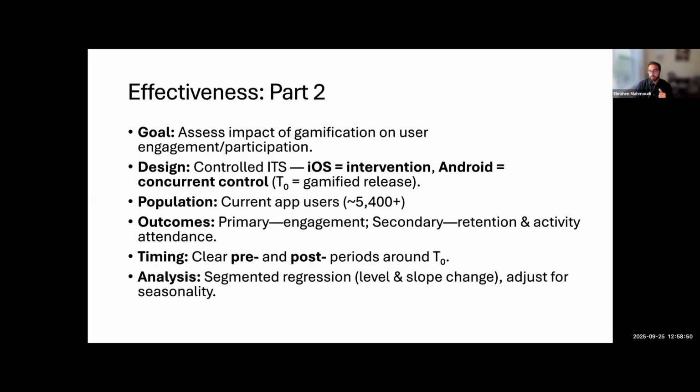After this pilot study, we are going to move to the second part of the implementation, which is assessing the impact of gamification at the population level in the current app users in two groups, the intervention and control group. We're going to look at different outcomes. In terms of primary outcomes, we're going to look at engagement. In terms of the secondary outcomes, we are going to look at retention and activity attendance. And we are going to use segmented regression for the analysis of these data.